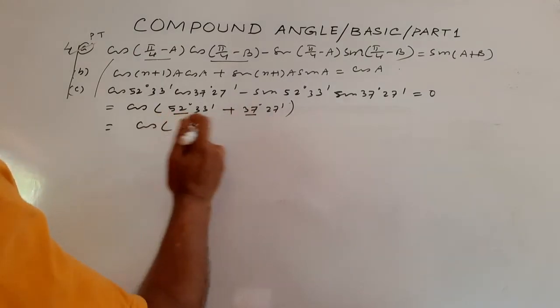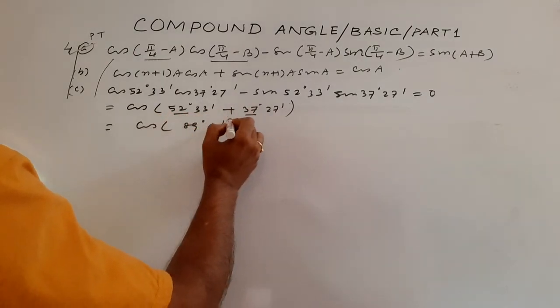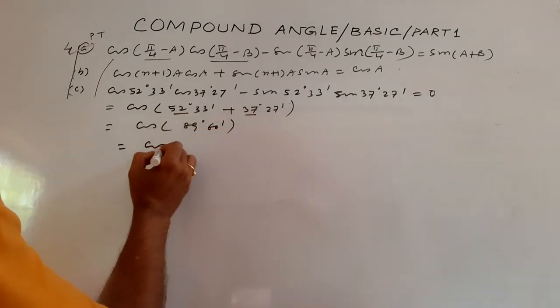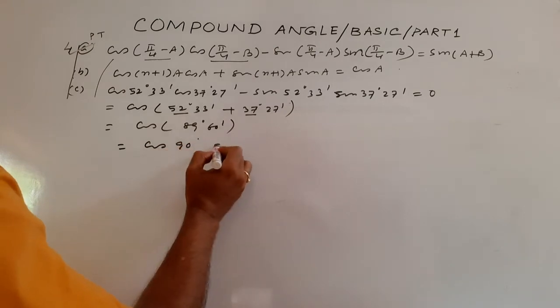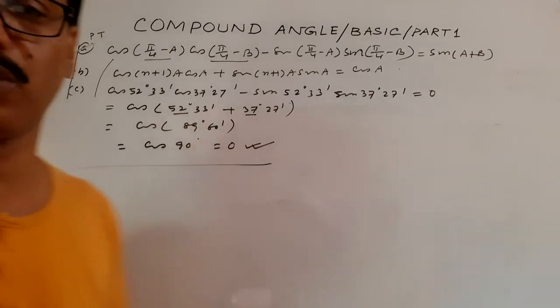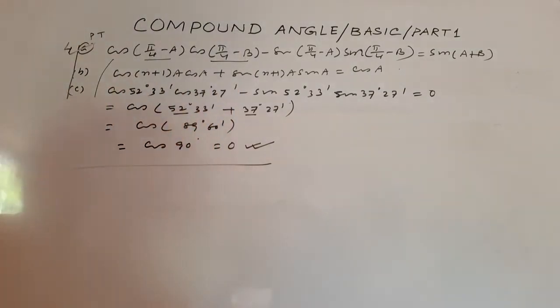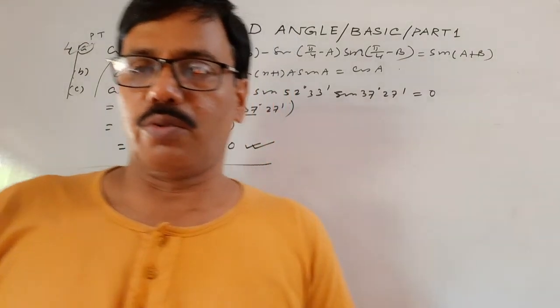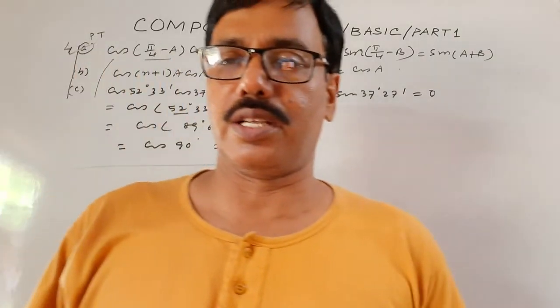So 89 degree and this is 60 minutes. So 60 minutes is 1 degree. So this is 90 degree. So cos 90 is 0. So this is a very simple problem. Today we are considering only the simple ones.